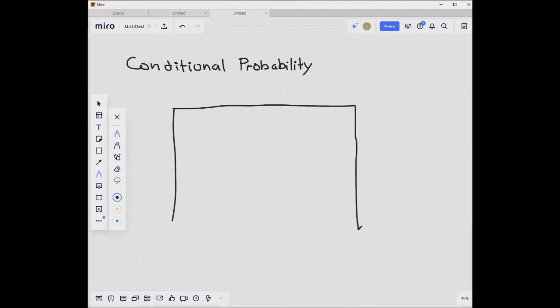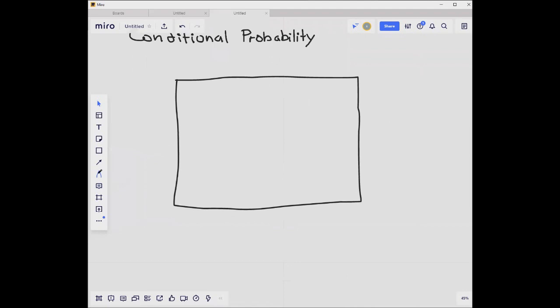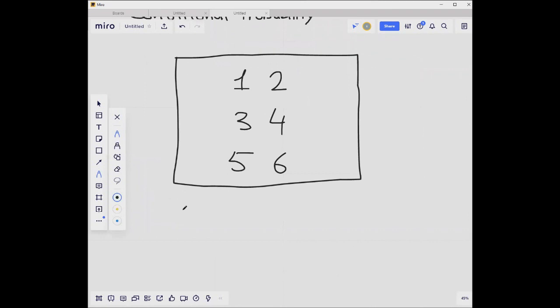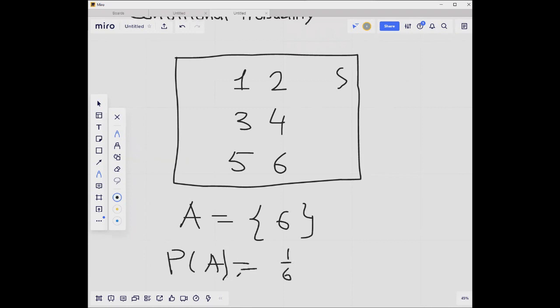Let's say your experiment consists of throwing a die a single time. The number of outcomes in your sample space is 6. So these are numbers from 1 to 6. And if you are looking for the probability of an event A of getting number 6, then we know that the probability of that event is equal to 1 over 6 if we are tossing a fair die.